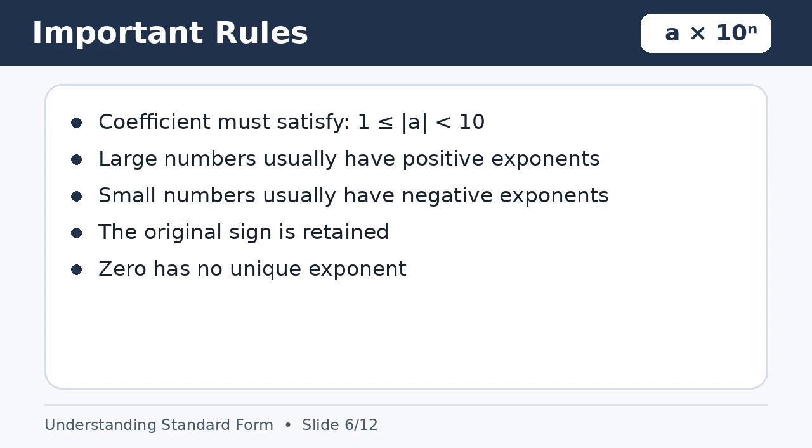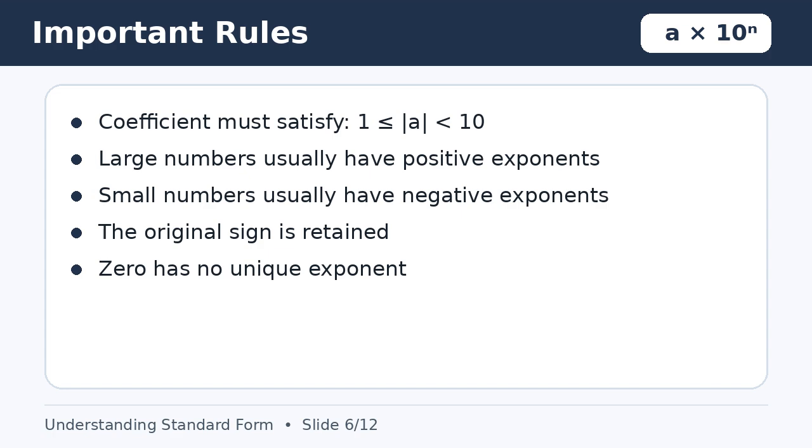For example, 320,000 is equal to 3.2 times 10 to the power 5. Third, a number between 0 and 1 normally has a negative exponent. For example, 0.00032 is equal to 3.2 times 10 to the power minus 4. Fourth, the sign of the original number is retained. For example, negative 56,000 is equal to negative 5.6 times 10 to the power 4.